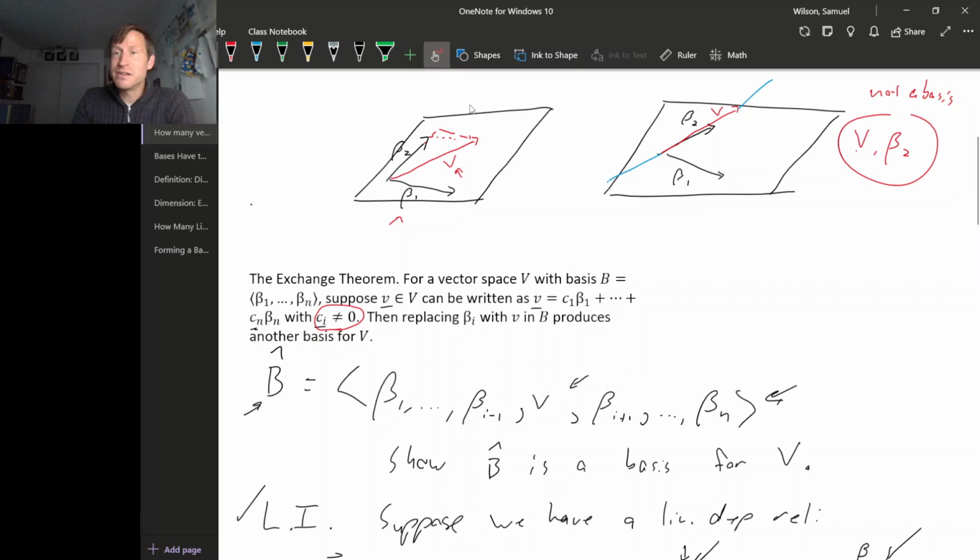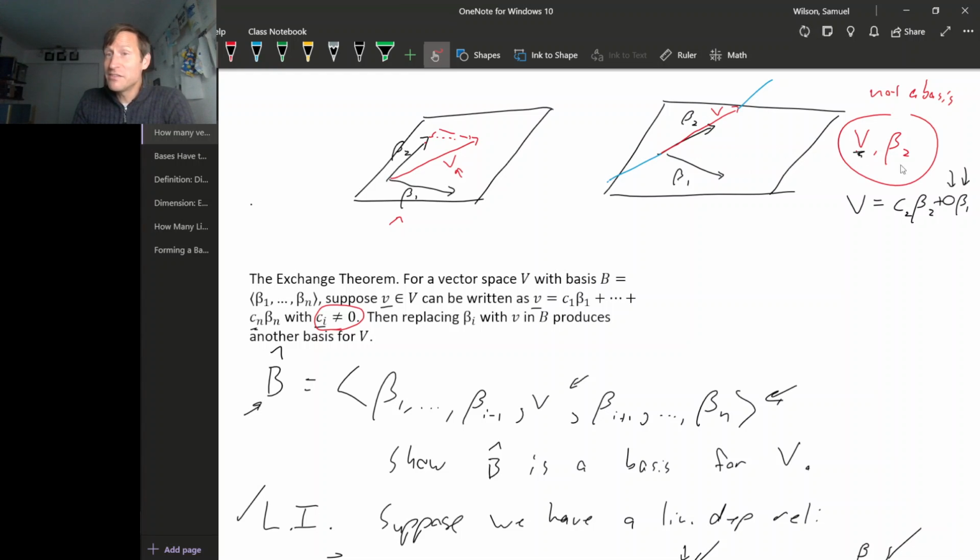And this happened because V is actually a multiple of beta 2 plus 0 times beta 1. So the problem here is that we replaced one of our initial basis vectors, and the initial basis vector we replaced is one that had a 0 coefficient. And that's what caused this problem. It allowed our replacement vector to sort of collapse down into a smaller space.